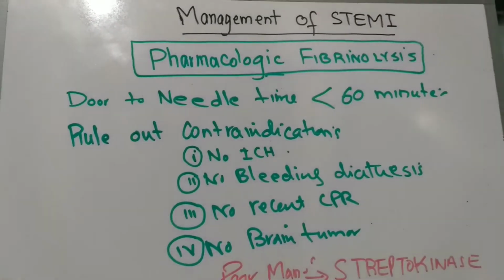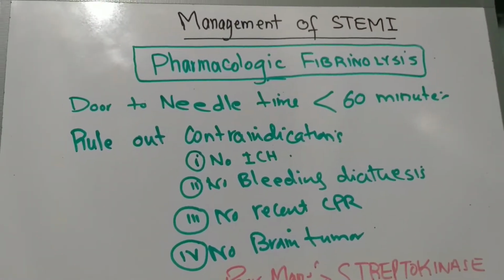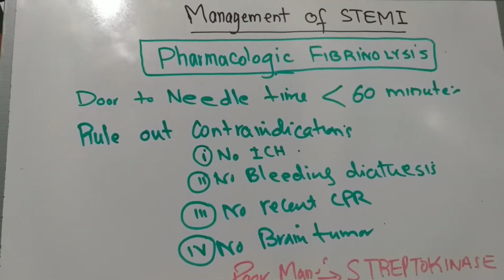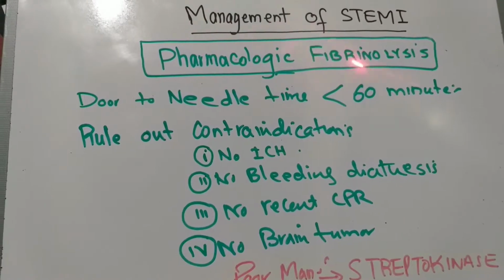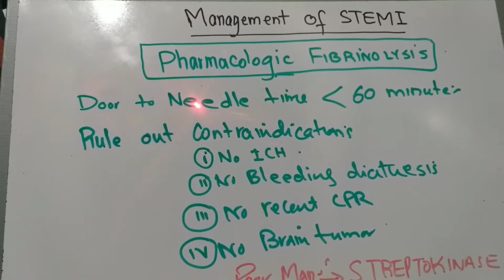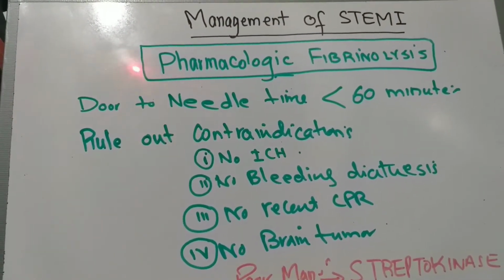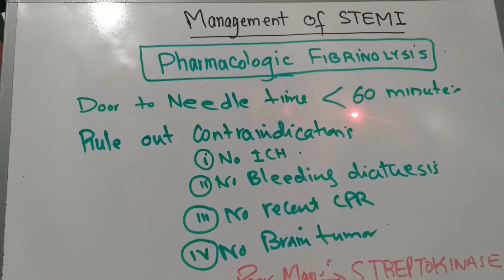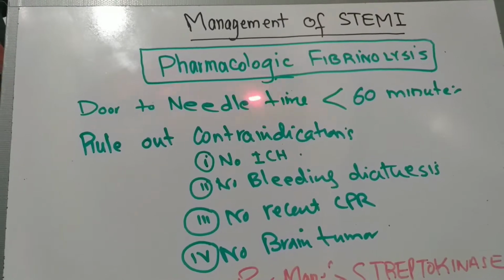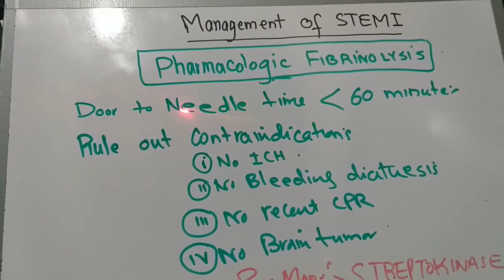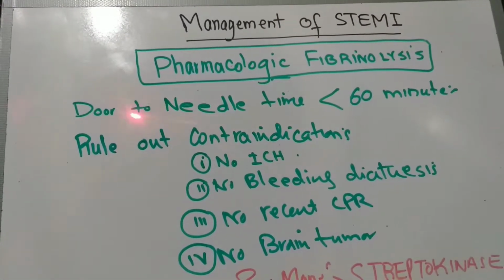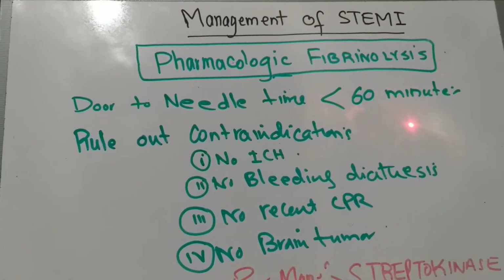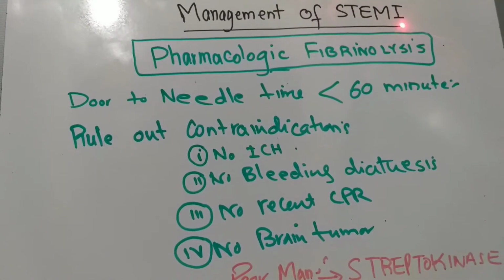Now if we look at the pharmacological options, here is pharmacological fibrinolysis. The door to needle time should be less than 60 minutes. Whenever a patient has entered into the hospital, that time is known as door. And when the pharmacological option, which obviously is attempted through the needle or IV line, that is known as the needle time. Door to needle time should be less than 60 minutes for the best result of the management of the ST elevation MI.